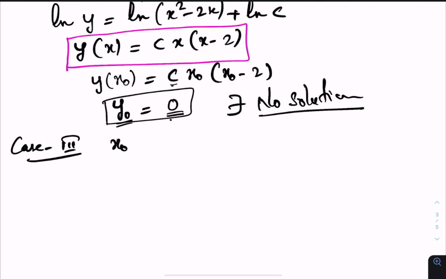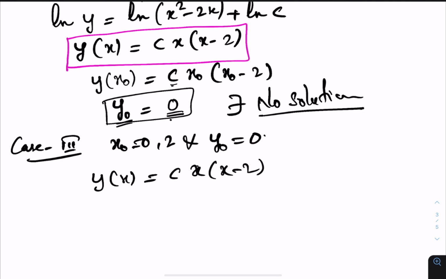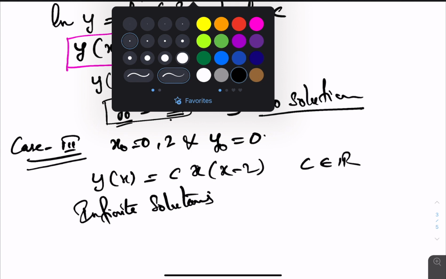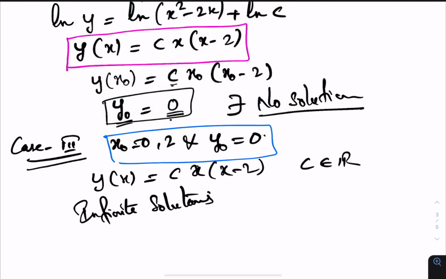The third situation is when x naught is 0 or 2 and y naught is also 0. In that case, you have an infinite number of solutions, because we have already seen y of x is c times x(x minus 2), and this initial condition is always satisfied, for every possible c in R. So you have an infinite number of solutions. This is the third situation.